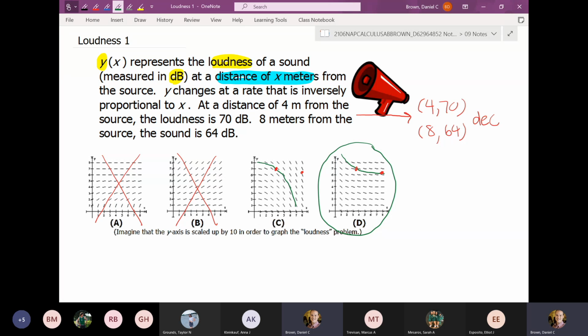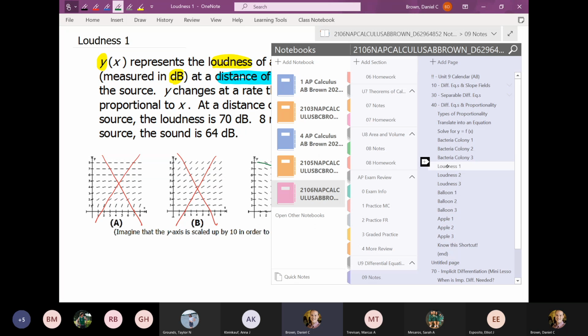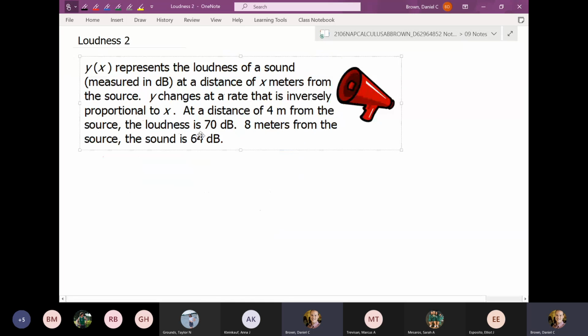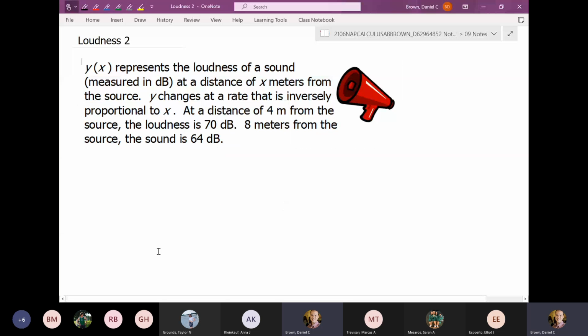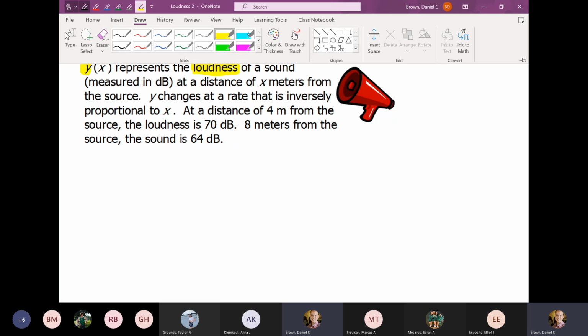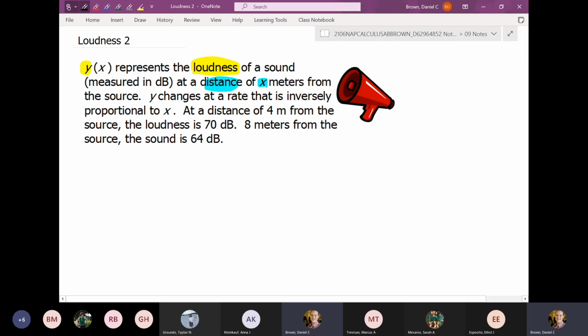So let's go ahead and do the calculus part now. On this page, again, we're going to go through the same basic steps from yesterday, just more practice, more of the same. Things that you always want to pay attention to are the variables and the words attached to those variables. So we have y going with the loudness, and we see that x is going with the distance. Look for the equation that gives us our differential equation: y changes at a rate that is inversely proportional to x. And then let's go from there.